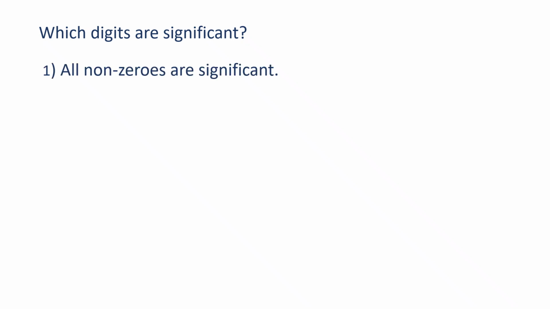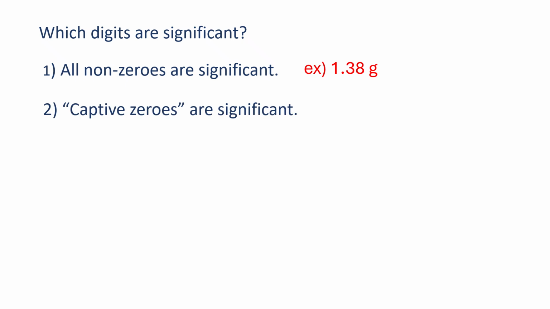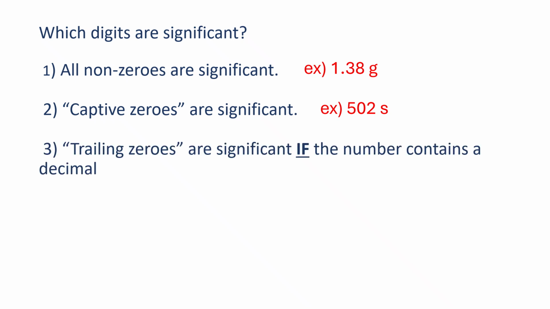The easiest example are non-zeros. So like in the number 1.38, all three of those would be considered significant figures. Captive zeros, which are just the zeros between non-zeros, are also significant. So in the number 502 seconds, there are also three sig figs because this zero in the middle between the 5 and the 2 is also considered a sig fig because it is captive.